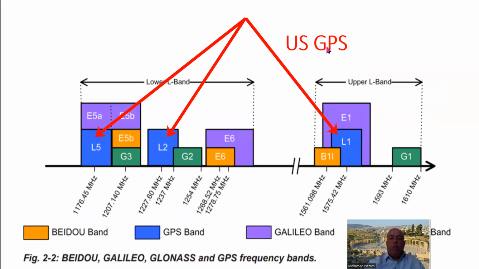Okay, so for instance, if you want to design a system for the US right now, we're mainly interested in the L2 band and L1 band, and that's what I'm going to show today, which is a design that is centered at 1227.6 megahertz or 1.2 gigahertz, and at 1575.42 megahertz or 1.575 gigahertz.